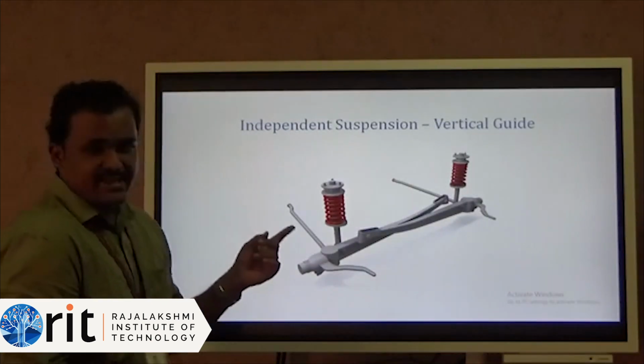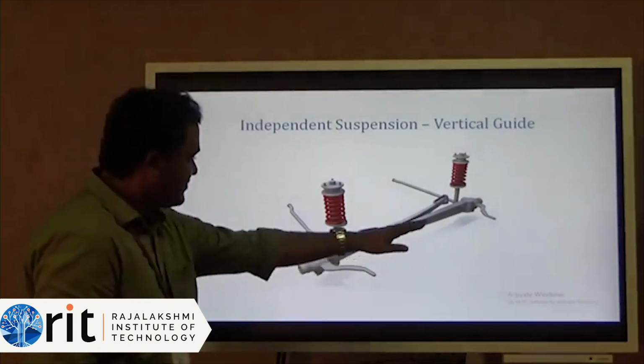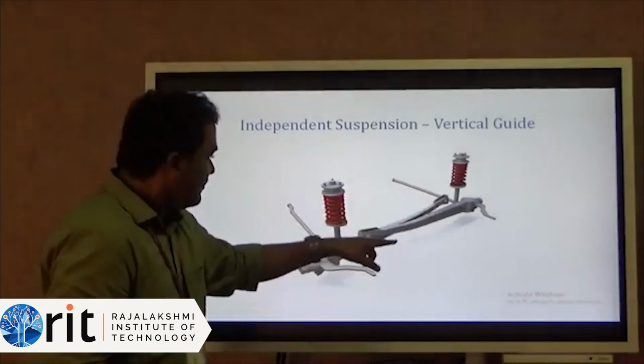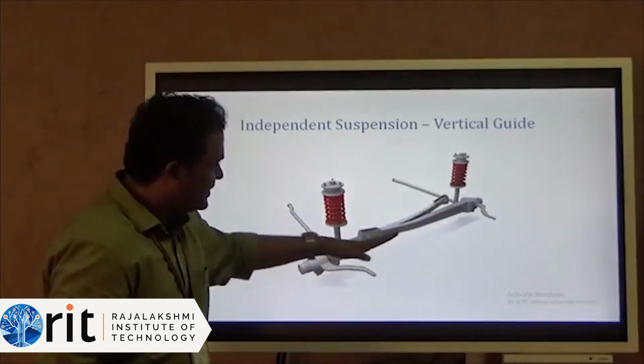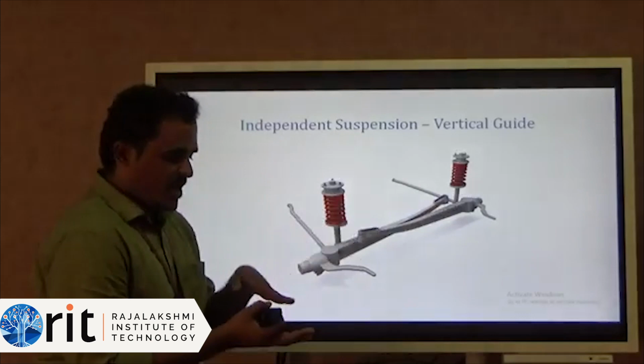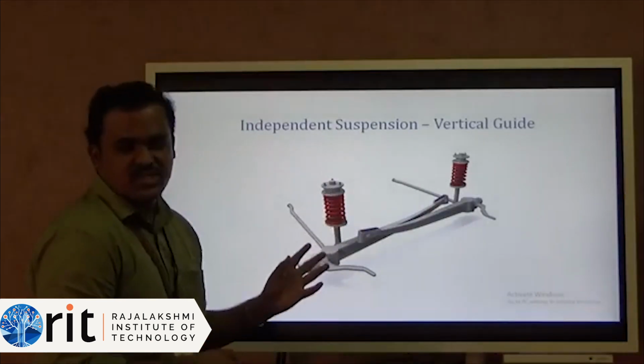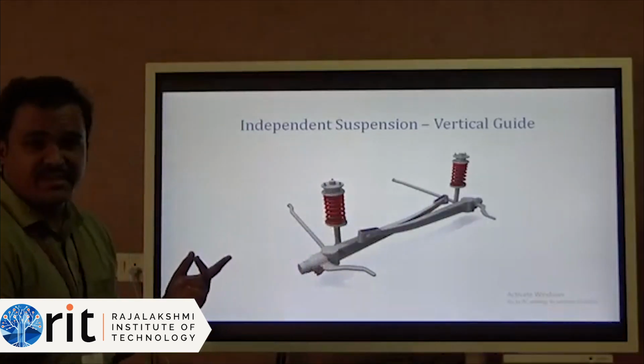The next one is vertical guide. Vertical guide is nothing but in the frame, vertical movement will be there. This vertical movement will be consolidated by the rod here. The rod will move up and down based on the compressive state. So this is the vertical guide.